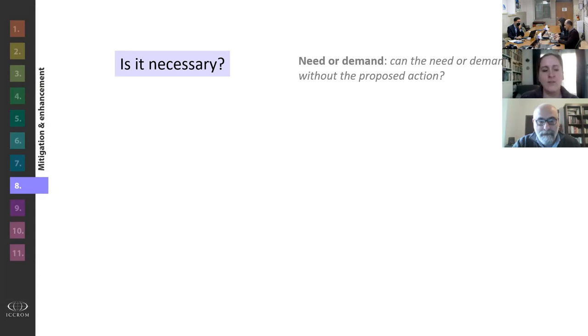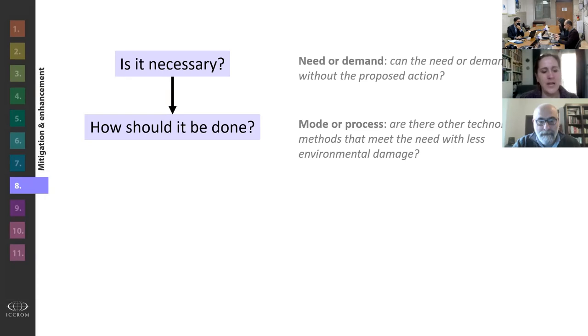Most impact assessments require you to look at that. Would the situation be better with no project? In some cases, that's not true. In some cases, the project is fixing a problem and we need the project, but we do need to ask, is it necessary? And then we can ask, how should it be done? Are there alternatives to this project?